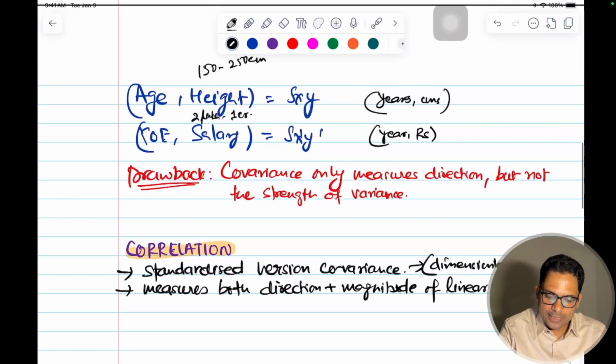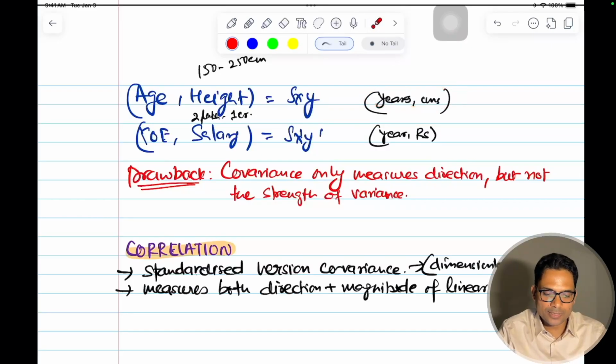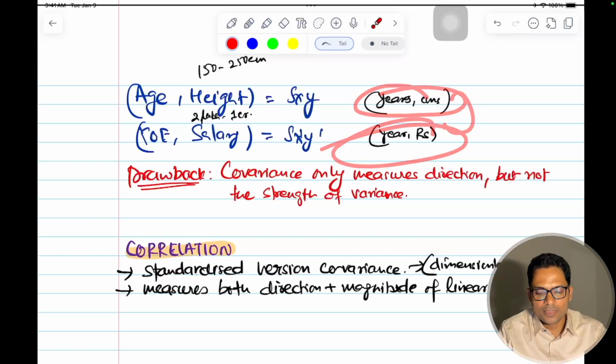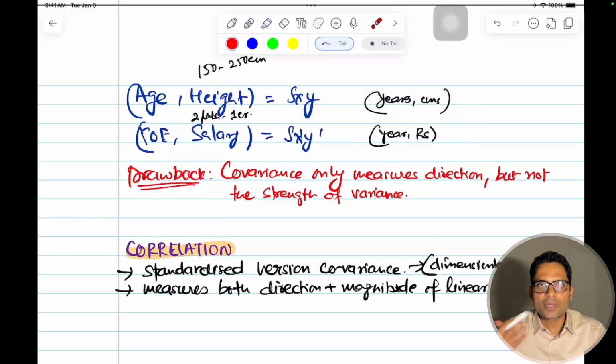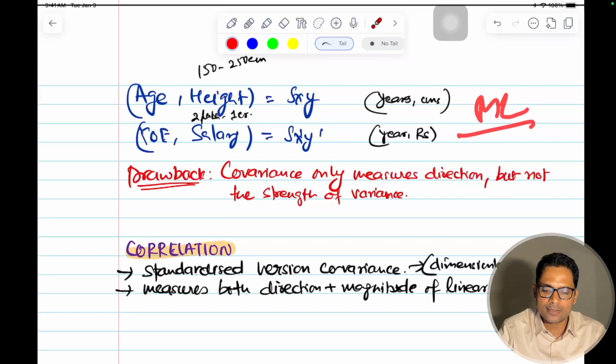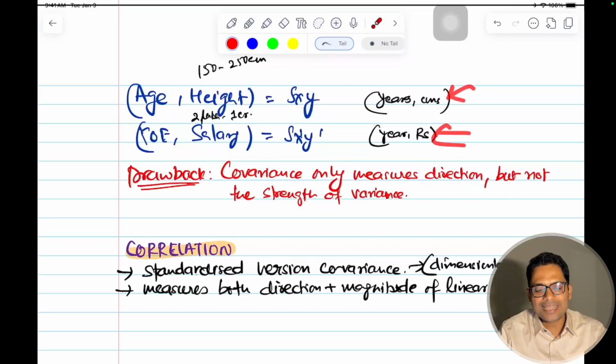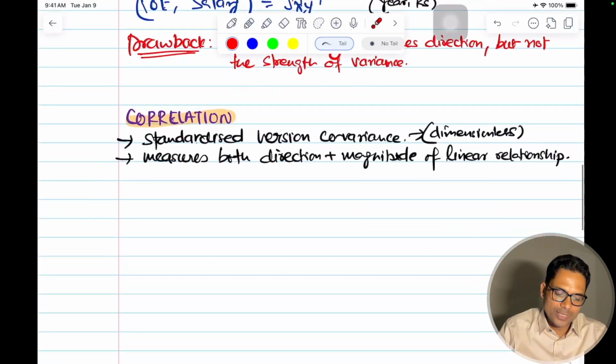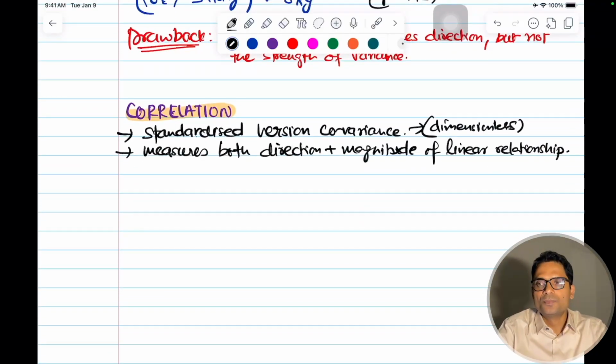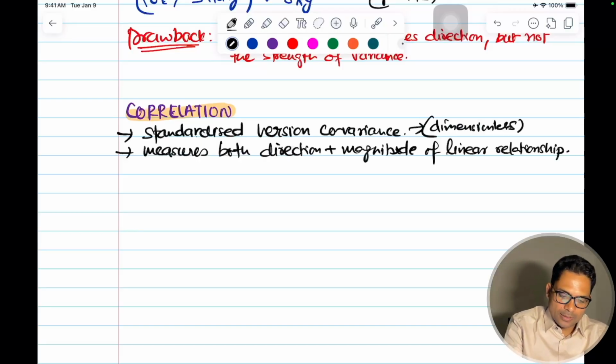Here we have units as years and centimeters. This covariance is in years and centimeters because x and y are in years and centimeters, here years and rupees. So definitely I cannot compare. Standardizing means I have to get rid of the units. And how do I do it? Many places you will see again and again in machine learning, we standardize the data. It means we get rid of the units so that I can compare two different kinds of data sets and see how strongly they are correlated. Okay, I hope that makes sense. So let's understand how we do it. There are two common ways we do this.